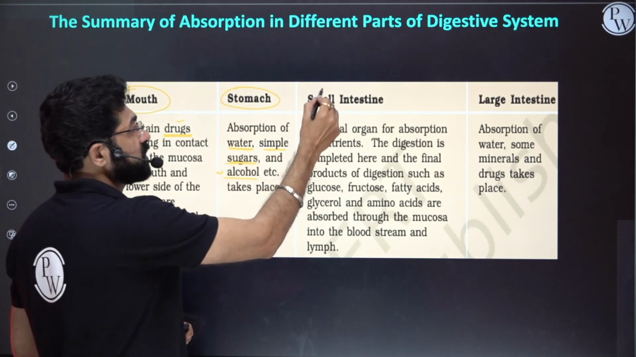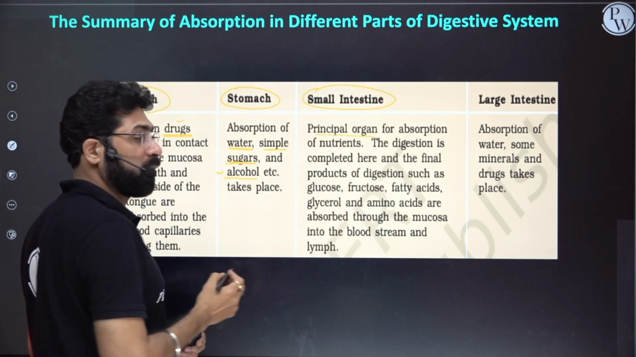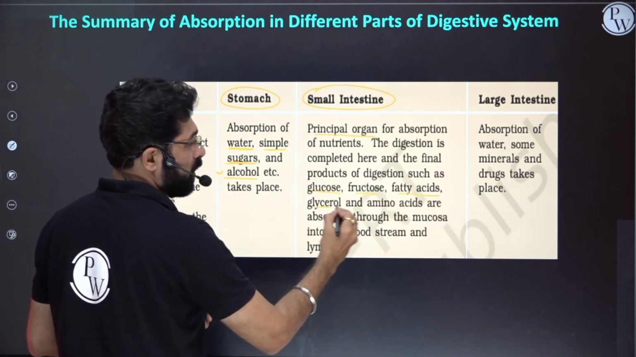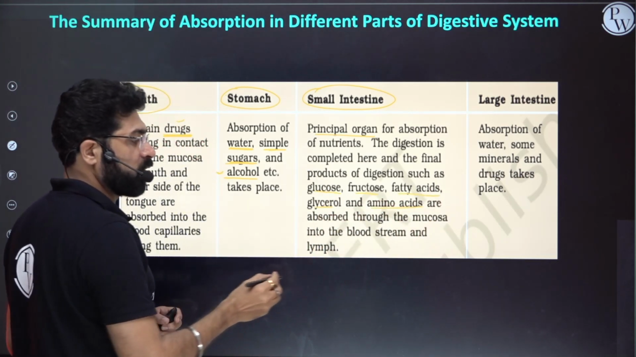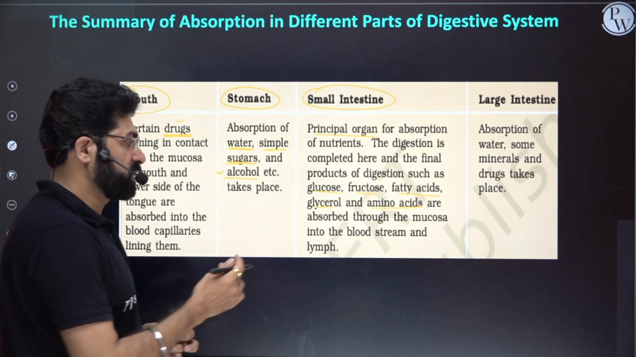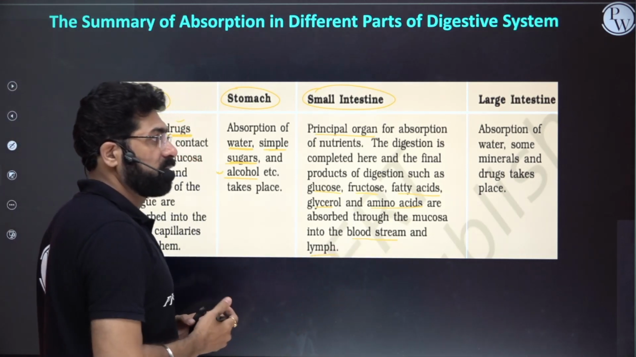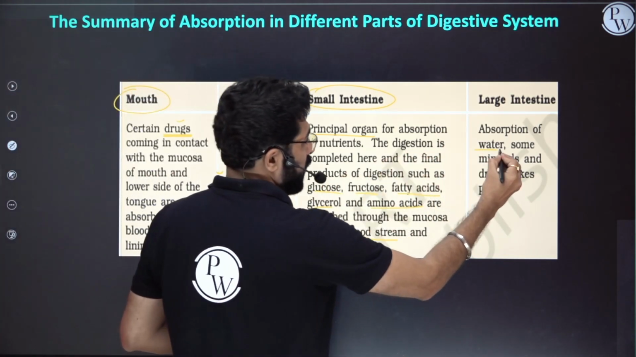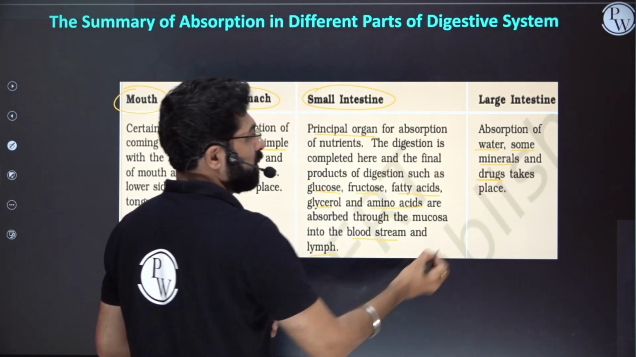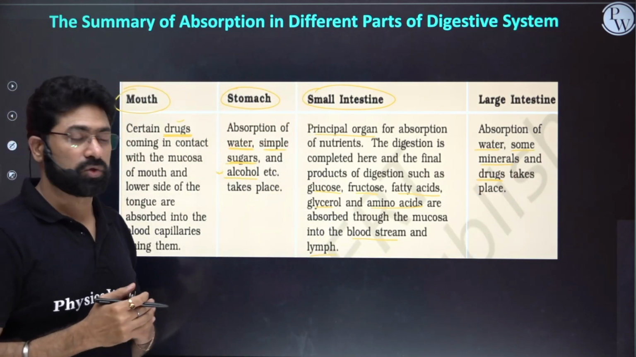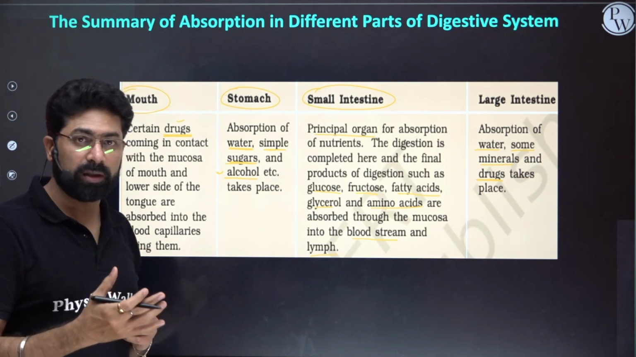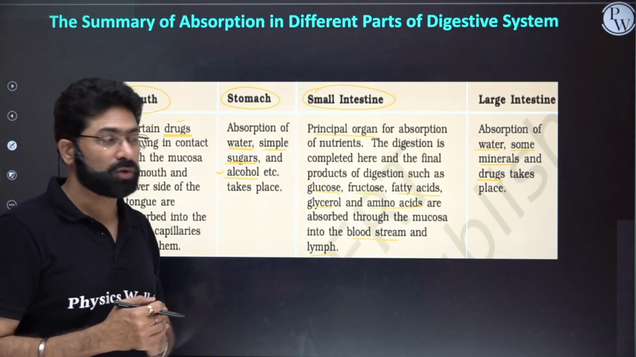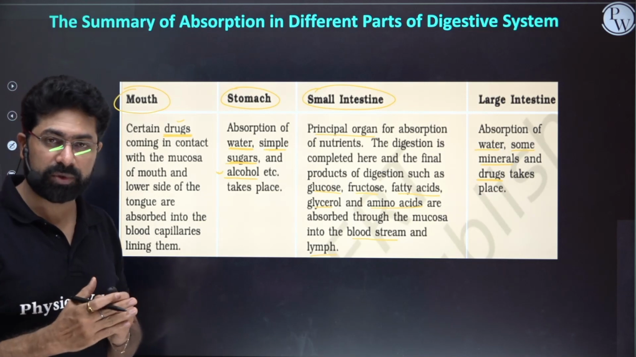Small intestine is a major organ. It is the principal organ for absorption of nutrients. So here you can see glucose, fructose, fatty acids, glycerol, amino acids. Almost all of the components are absorbed here, either in the bloodstream or the lymph. In the large intestine, some water, some minerals and even some drugs can get absorbed. So the large intestine also absorbs water, drugs, and some minerals, like calcium. So this was a summary chart of the absorption from NCERT.